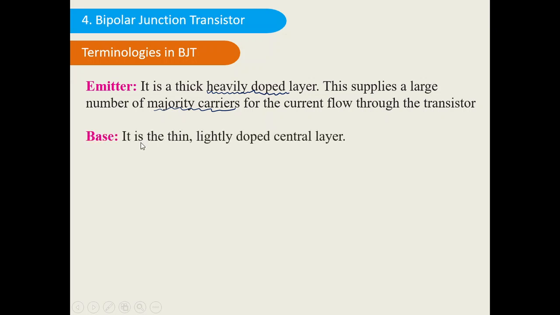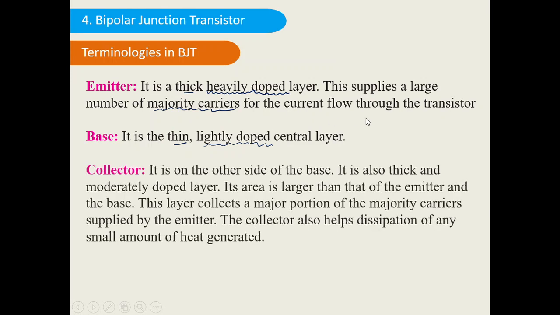Next is the base. Now since emitter is thick, I can say base is thin and it is very lightly doped. It is the central layer. So obviously base is always the central layer of the transistor. Next is the collector. So what is collector? Collector is on the other side of the base. So it is also thick, but the area is very high. It is also thick and moderately doped. Moderately doped means the doping concentration lies between emitter and base. Its area is larger than that of the emitter. So area of collector is larger compared to that of the emitter and the base. Base area is very less. So that's why it is written it is thin.